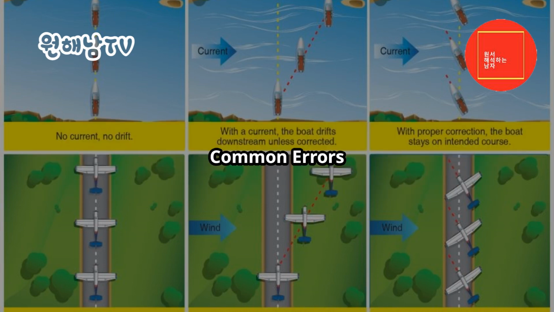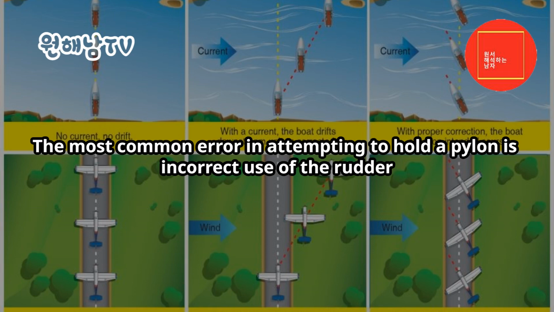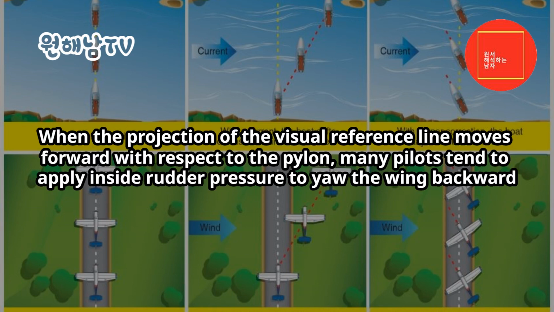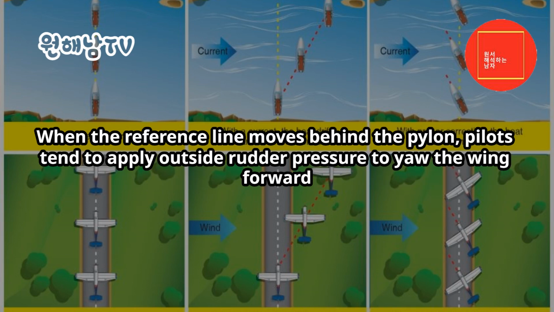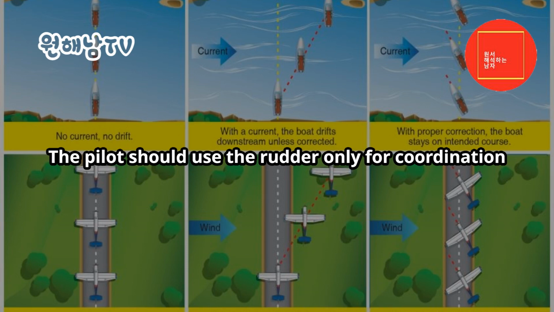Common errors. The most common error in attempting to hold a pylon is incorrect use of the rudder. When the projection of the visual reference line moves forward with respect to the pylon, many pilots tend to apply inside rudder pressure to yaw the wing backward. When the reference line moves behind the pylon, pilots tend to apply outside rudder pressure to yaw the wing forward. The pilot should use the rudder only for coordination.